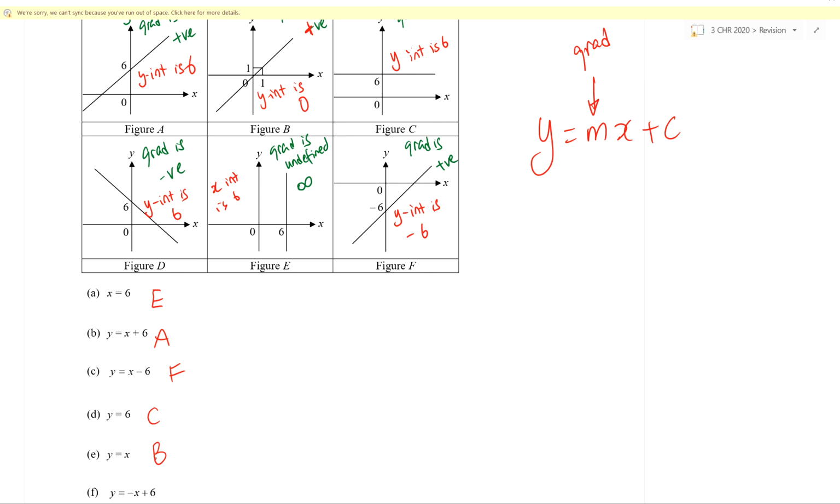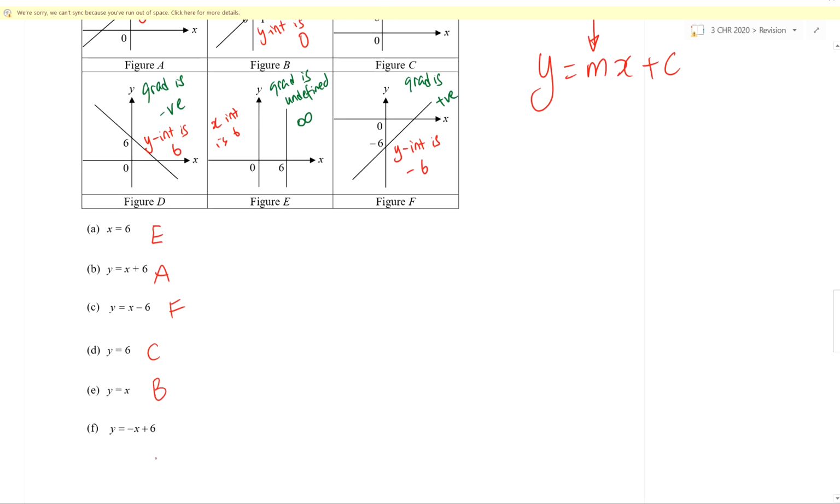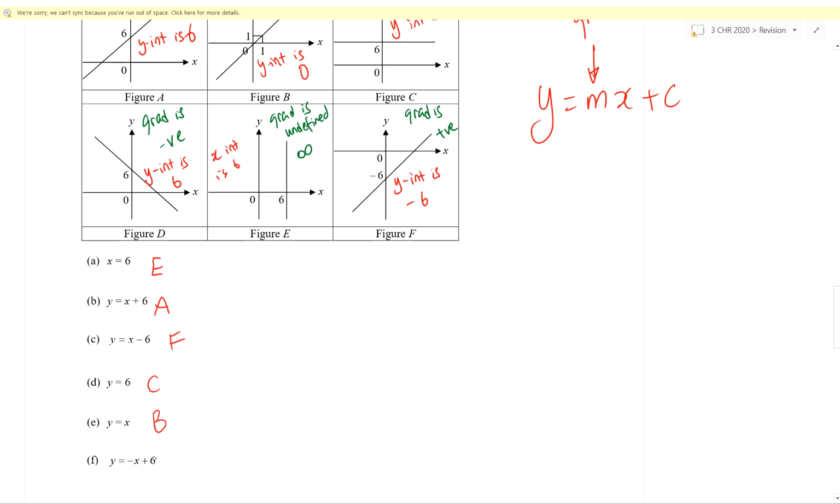And we have one last one. Y equals to -x plus 6. Okay, finally, we have a negative gradient. The value in front of X is negative. It is -1. So it slopes down. There is only one graph that slopes down over here. That will be figure D. Then we can check also that the y-intercept is 6. So total 6 marks.